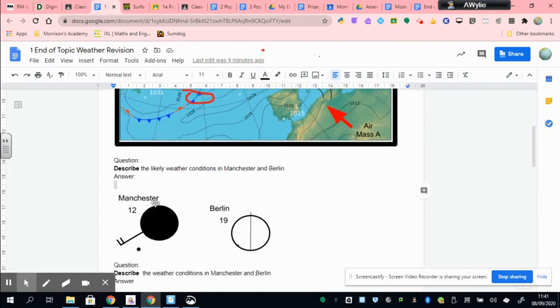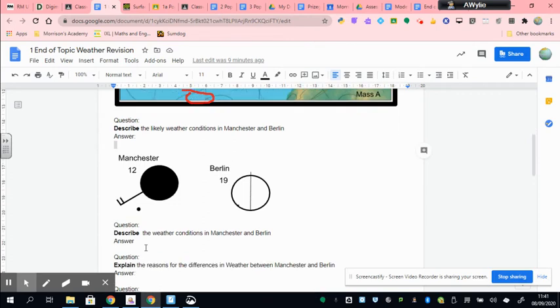Second question requires you to know synoptic weather symbols, and you've got to be familiar with all of the meanings of the different symbols. I've gone with some quite easy ones to figure out, but you might need to know what drizzle means, what fog means, what would be the symbol for 6 oktas, and so on. This is a straightforward question because it's just asking you to describe the weather conditions in Manchester and Berlin.